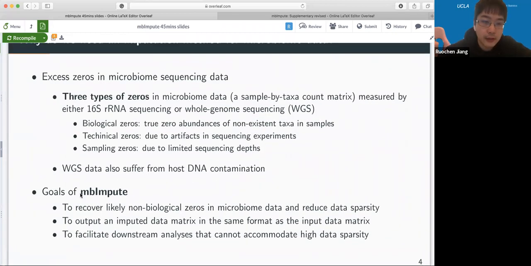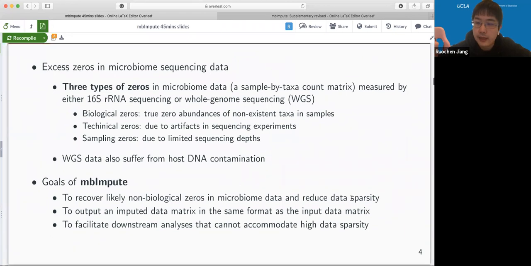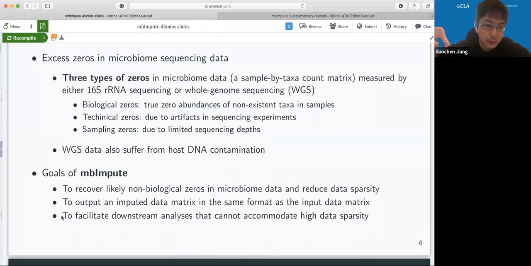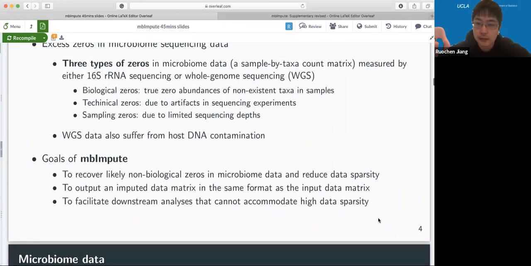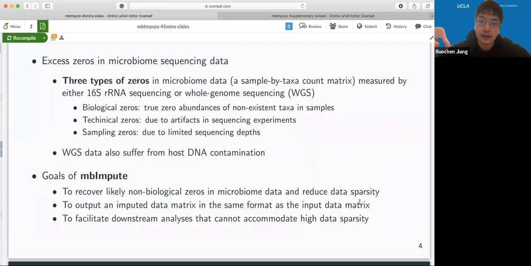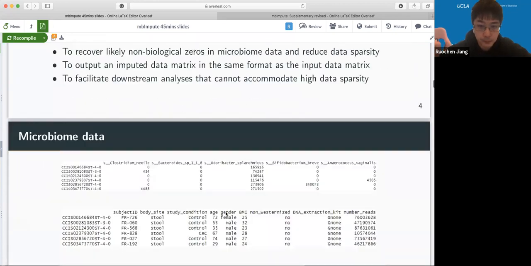The goal of our method, called mbImpute, is to recover the likely non-biological zeros in microbiome data and reduce data sparsity. Here, sparsity just means there are a lot of zeros in the data. Then we want to output an imputed data matrix in the same format as the input data matrix. And the third thing is we want to facilitate downstream analyses that cannot accommodate high data sparsity. Again, all these problems are caused by the large number of zeros existing in the data.